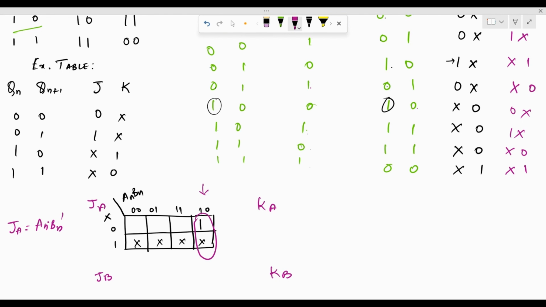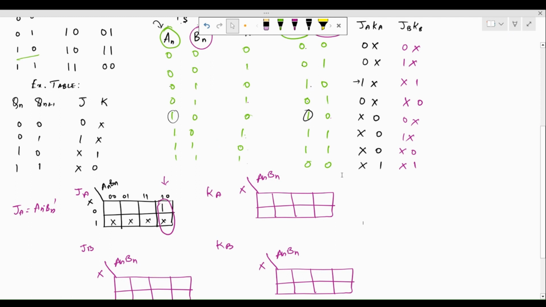Next, we have to obtain the expression for KA. In order to do that, we observe the column for KA. We see that it is don't care for 0, 1, 2, and 3. So 0, 1, 2, and 3 are don't cares, and 7 is going to be 1. So 4, 5, 6, and 7. So now we can form this to be one of our groups. So it's a pair, and the expression for this particular pair is going to be 0, 1, 1, 1, 1, 0. So we can see that this is AN, BN.